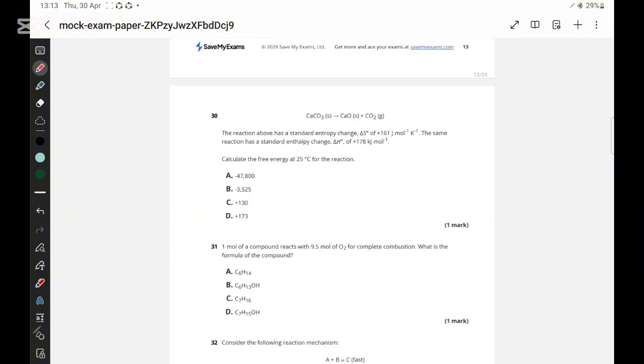So for the next question, they are saying the reaction above has a standard entropy of 161 joules per mole per Kelvin. The reaction has a standard enthalpy change of 178. Calculate the free energy change. That means you have to calculate Gibbs free energy, which is equal to delta H minus T delta S.